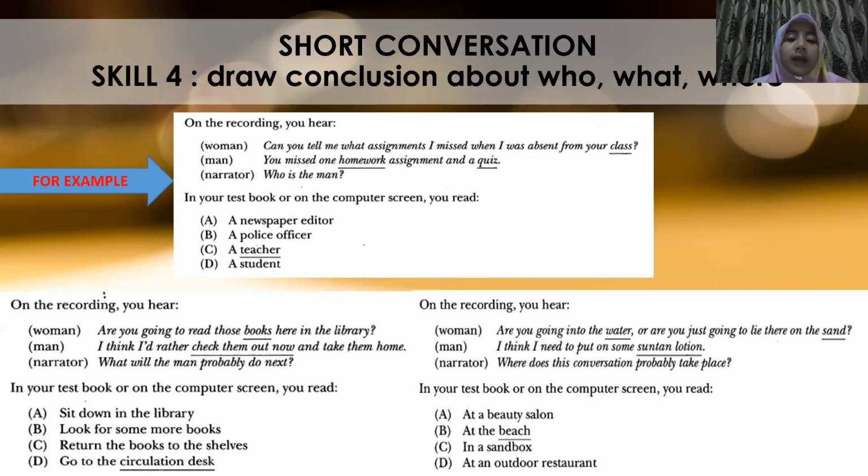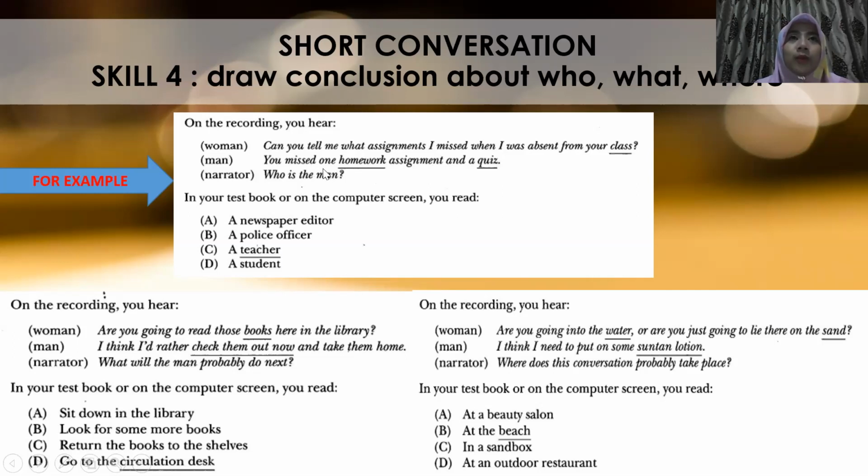Bisakah kamu menceritakan kepada saya tugas apa yang saya ketinggalan ketika saya tidak masuk dari kelasmu, gitu ya, kelasmu. So orang kedua bilang, you missed one homework assignment and a quiz. Ya, kamu ketinggalan one homework and a quiz, satu quiz gitu ya. Dari tadi kan orang pertama ada from your class, kelas Anda gitu ya, kelas Anda.